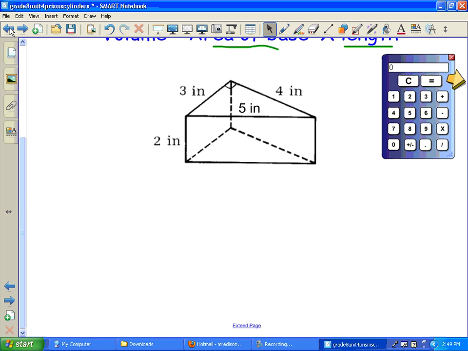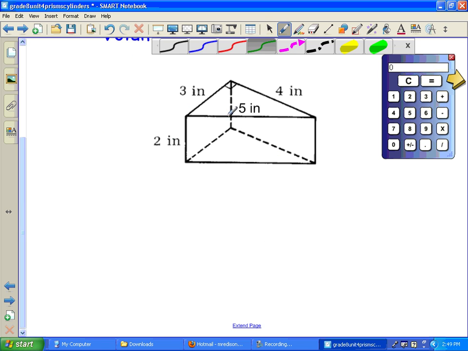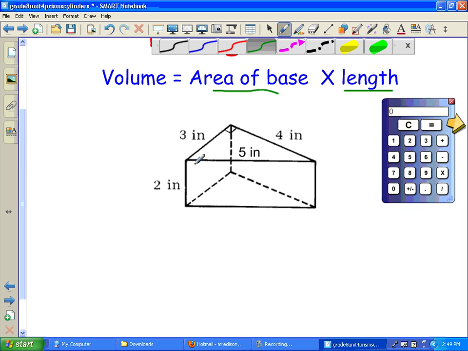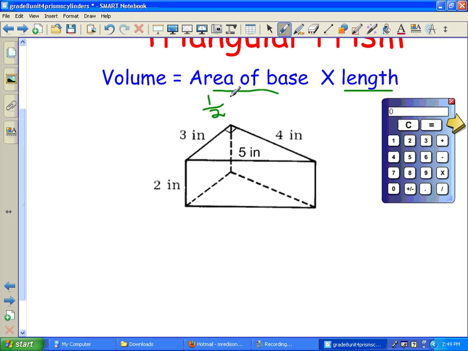And if you remember from way back, the area of the base, or the area of a triangle, is going to be half the base times the height. So once you find the area of the base, which is going to be half of 5 times, in this case, the height. We've done that one before, and I believe it was 2. So half of 5 times 2, and then times it by the height of the entire thing. So let's do that one down here.